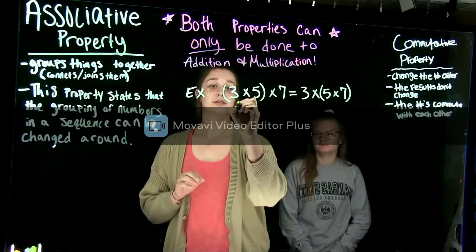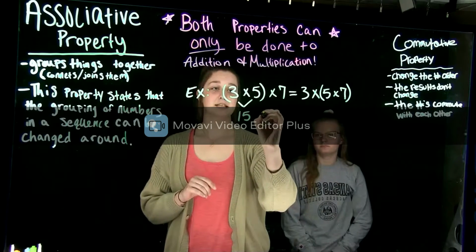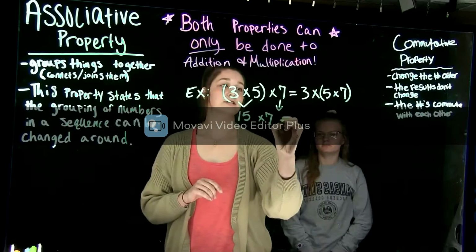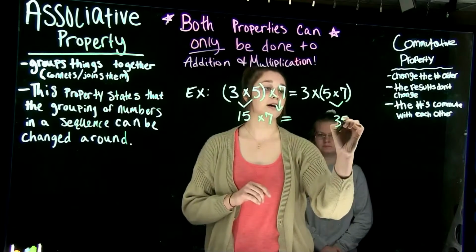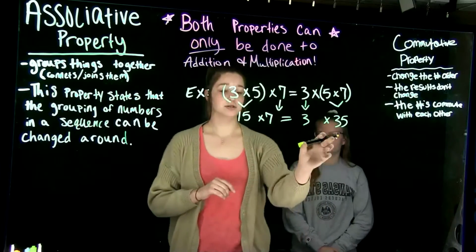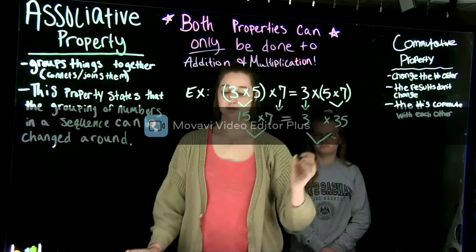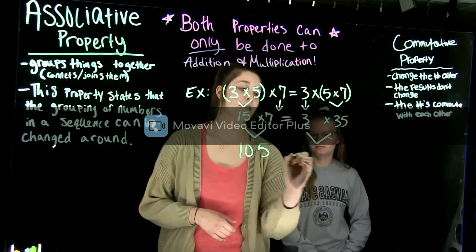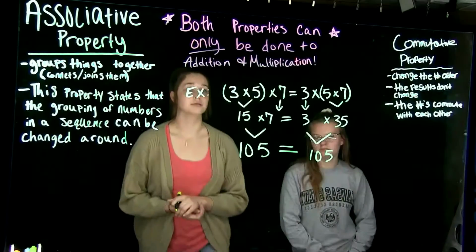So you take your 3 times 5 here, which you get 15, and then 15, you bring your 7 down, times 7 is going to equal the same thing as your 7 times 5, which brought down is 35, times, bring your 3 down. These two are going to equal the same thing. So your 15 times 7 and your 3 times 35, which would end up being 105 and then 105. And as you can see, those two are equal.